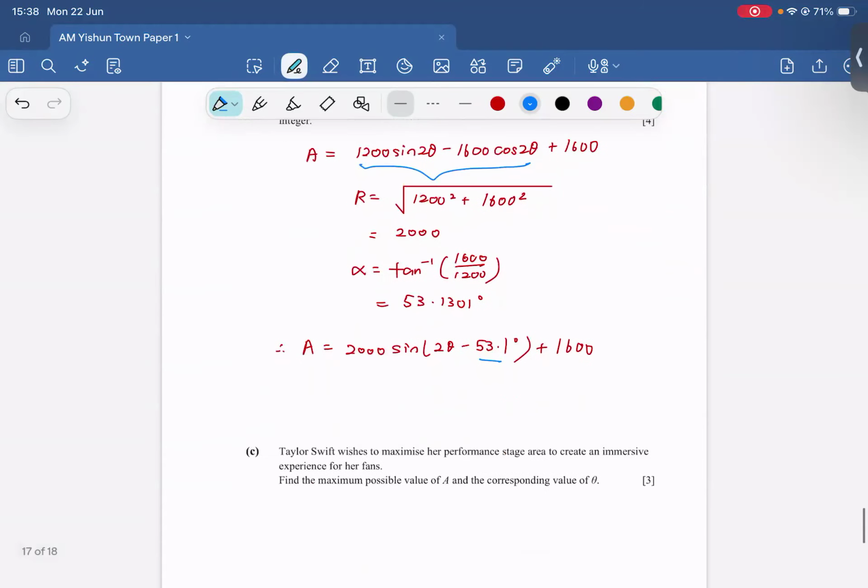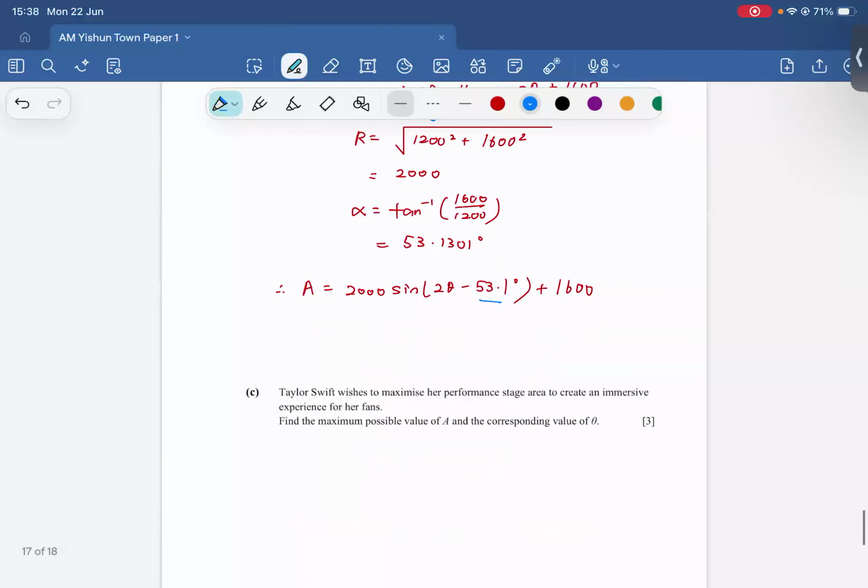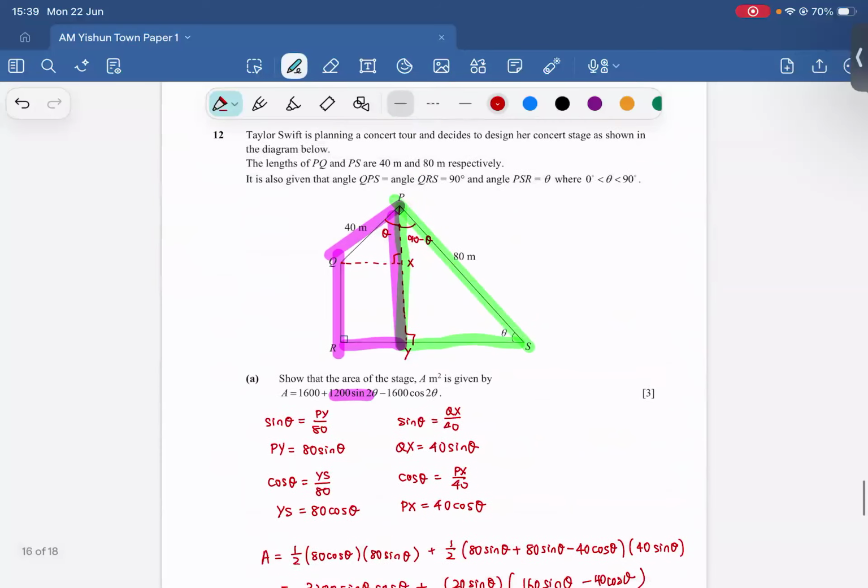Okay, next. Taylor Swift wishes to maximize the stage shader to create an immersive experience. Find the maximum possible value of A and the corresponding theta. We must know that the maximum possible area is restricted by this, because this value is always between 1 and minus 1. So maximum A will be 2000 plus 1600, which is 3600 meter squared.